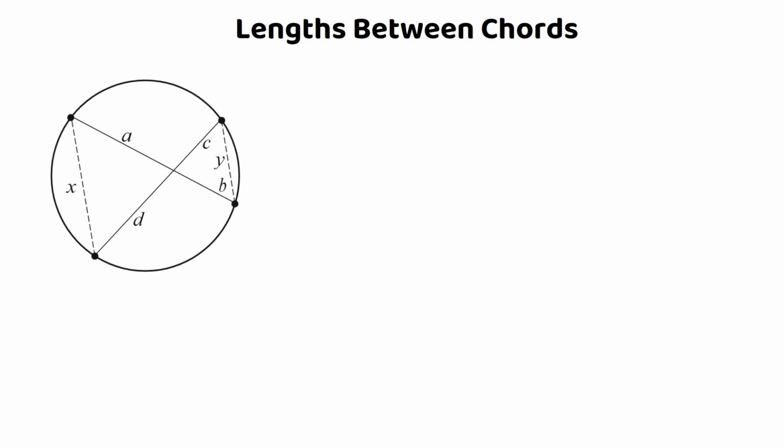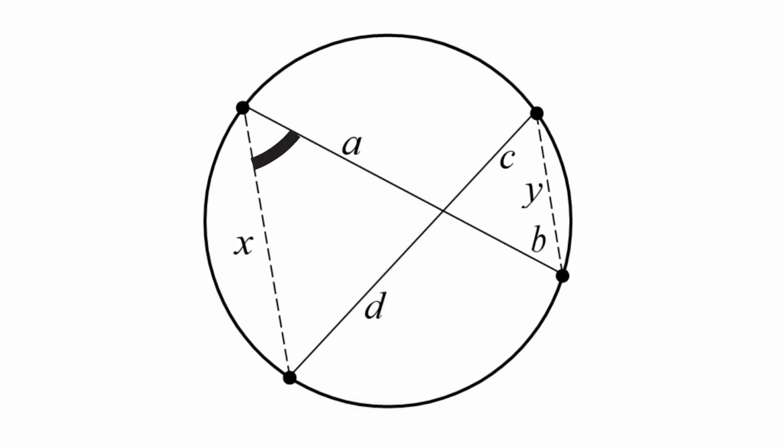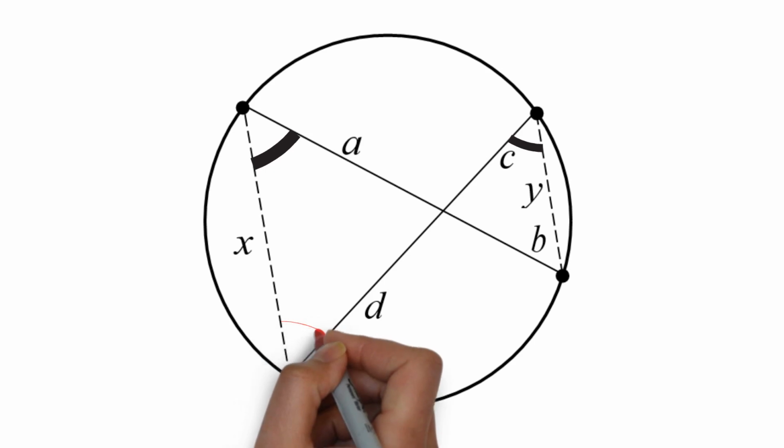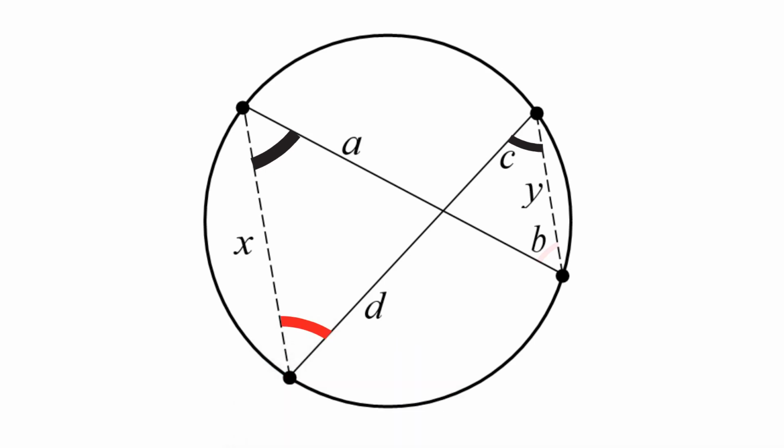Lengths between chords. If two chords intersect in a circle, they divide themselves into two segments each. The angle between x and a in this case is equal to the angle between c and y, since those angles are inscribed by a common arc, as we discussed in the last module. In a similar way, the angle between x and d is equal to the angle between b and y.